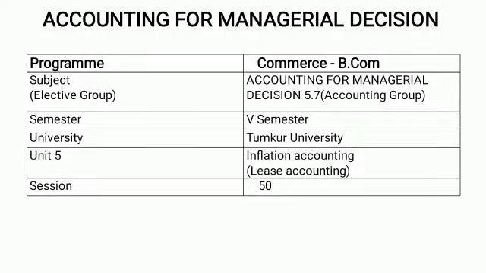Dear students, this lecture is for 5th Sem BCom. The subject is Accounting for Managerial Decision. Today's topic is Inflation Accounting and subtopic is Lease Accounting, Unit 5, Session 50.